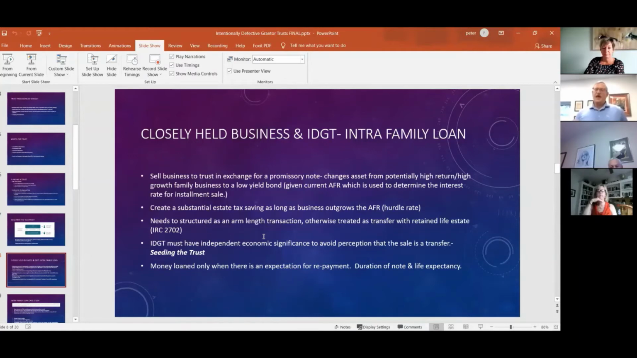The other key piece is that if we were to buy something, we would have the expectation that the note is going to be paid back. So we need to make sure that we have a term of a note that is realistic in terms of life expectancy. If we have an 85-year-old, it is not a reasonable arm's length transaction to have the term of the note be 50 years. So we just need to build that term to be realistic as to what life expectancy would be.